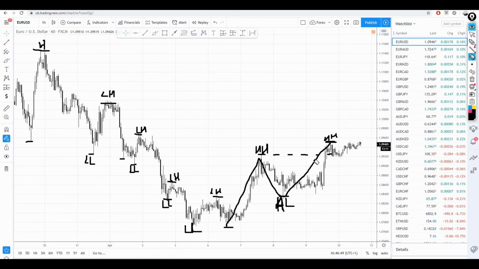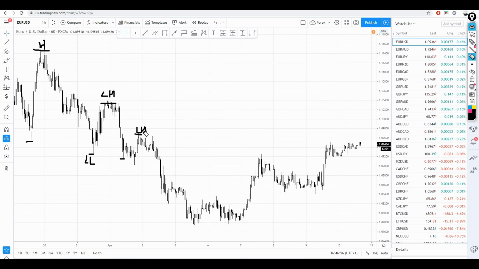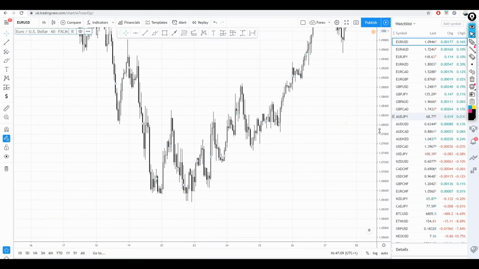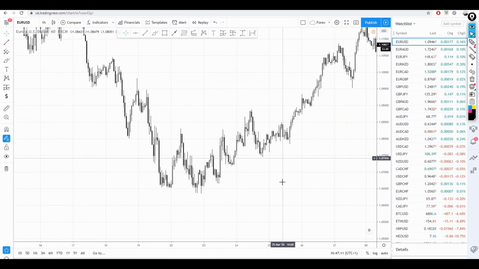So if I delete all of that, hopefully that makes sense. I can cover consolidation as well. So we've covered lower lows and lower highs for bearish moves, and we've covered higher highs and higher lows for bullish moves. What happens if we have consolidation? So let's try and find consolidation.